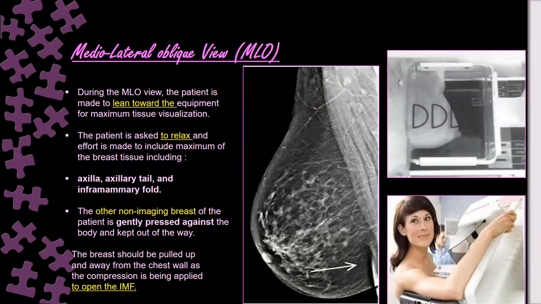And during MLO, a patient is usually asked to lean forward, to ensure that as much as we can, the breast tissue is pulled from the chest wall, okay? And to relax the arm and elbow wide so as to relax the pectoralis muscles. If the pectoralis muscle is contracted, it will pull back the breast tissue to the chest wall. It will not help us to pull the breast tissue away from the chest wall. Okay? And also, we need to open the inframammary fold by pulling the breast.